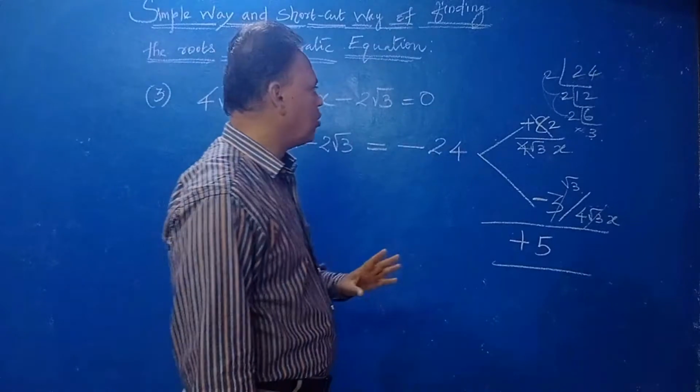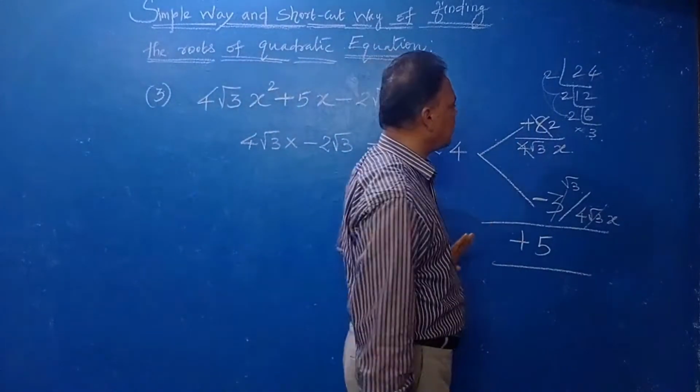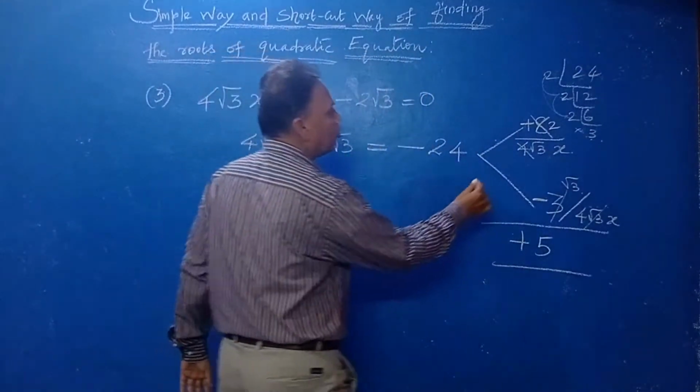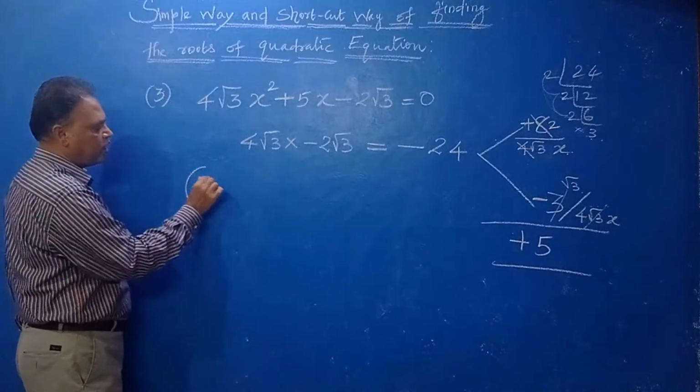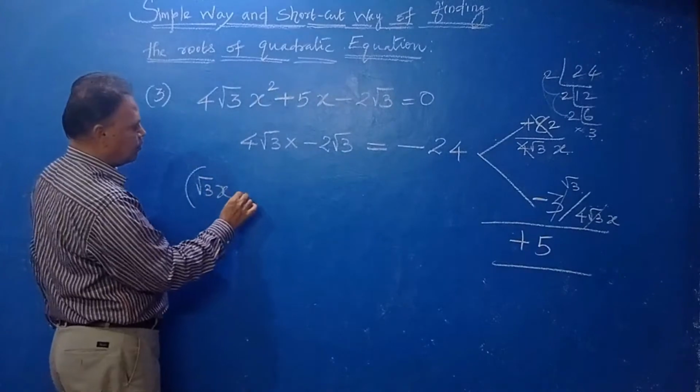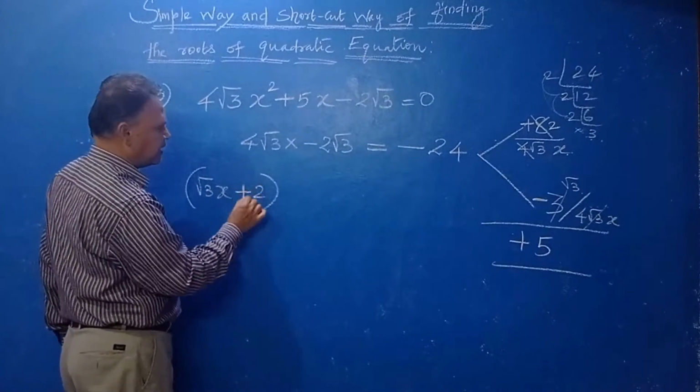Okay, you have to learn it. Here you see correctly simplified. Okay, now you write root 3x plus 2. So one factor is what? Root 3x plus 2. This is the shortcut way, right?